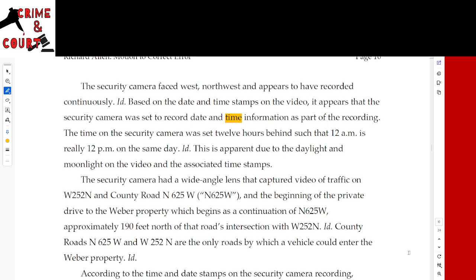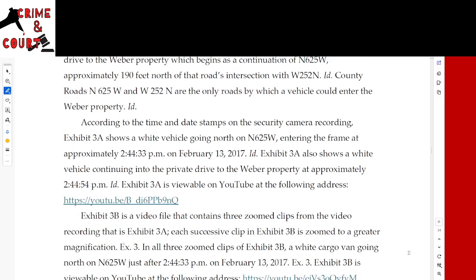County roads North 625 West and West 252 North are the only roads by which a vehicle could enter the Weber property. So it is a private access road. According to the time and date stamps on the security camera recording, Exhibit 3A shows a white vehicle going north on North 625 West, entering the frame at approximately 2:44:33 p.m. on February 13th. This exhibit also shows a white vehicle continuing into the private drive to the Weber property at approximately 2:44 and 54 seconds. Exhibit 3A is viewable on YouTube at the following address.